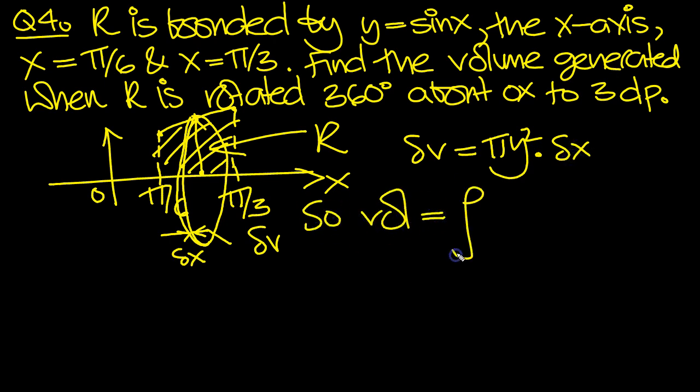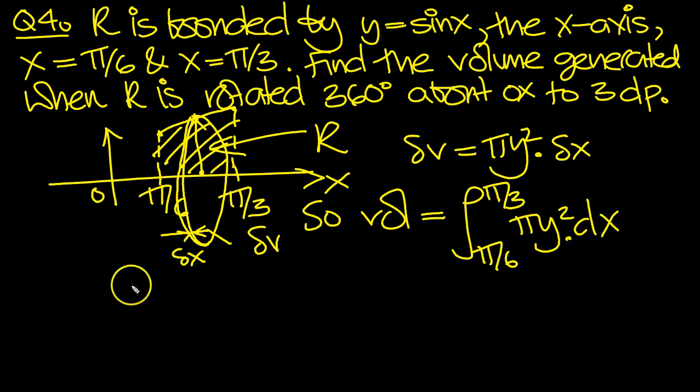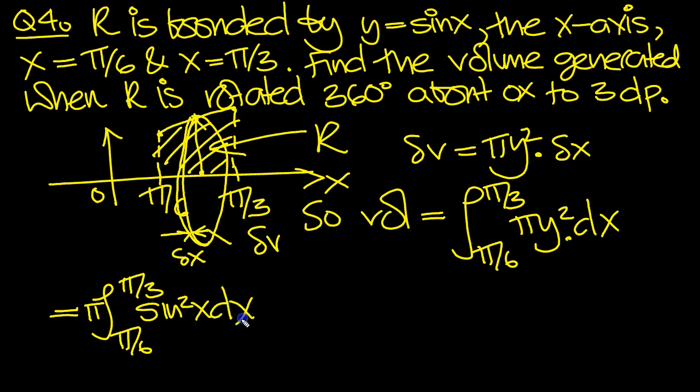V is equal to the integral, summing all these slices between pi over 6 and pi over 3 of the pi y squared dx's. So we write it like so. So that's what we need to work out then. So that's equal to the integral from pi over 6 to pi over 3. Pi we can put at the front there. Pi lots of y squared, and y squared is sine squared. So there's our integral.